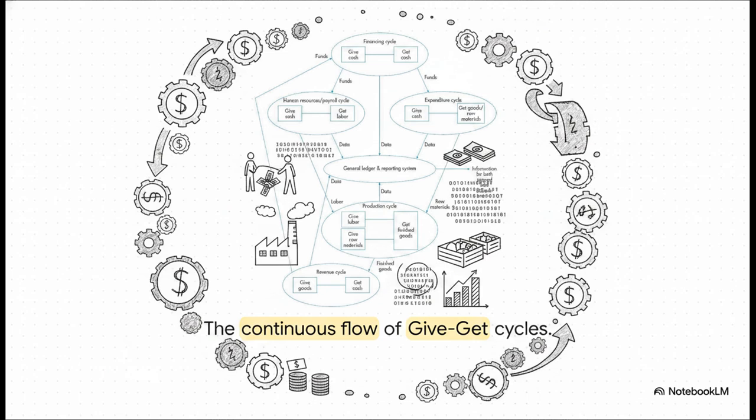Founders give equity to investors to get the initial cash. Then there's the human resources cycle, giving that cash to get the labor required to design the phone. The expenditure cycle steps in, giving cash to suppliers to get the raw materials. The production cycle then takes over, giving that labor and raw materials to actually build and get the finished smartphone. And finally, the revenue cycle, giving that finished phone to a customer to get cash back into the business. It's a massive, continuous ecosystem. And every single millisecond of that constant interaction generates massive amounts of operational data.